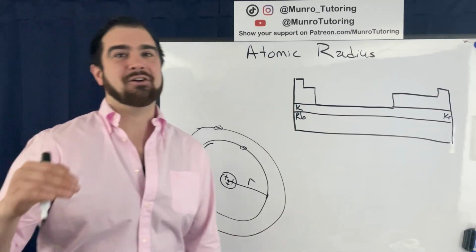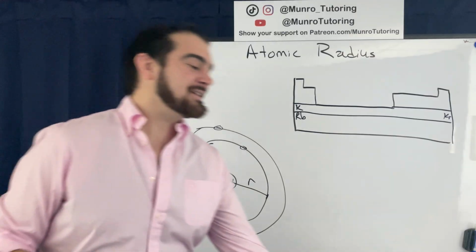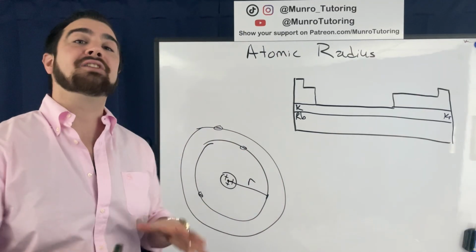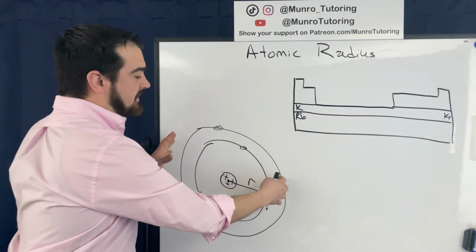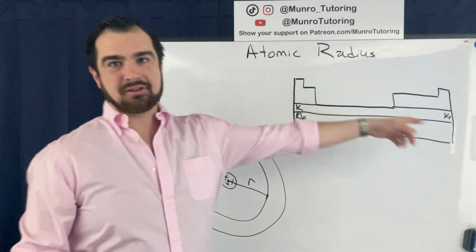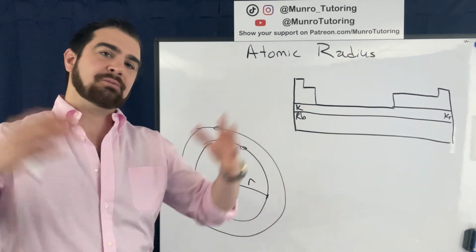So let's figure out why. As I mentioned, as we go down a group, we are adding more principal energy levels, more electron shells, right? Boom, we jump another shell, and that's a much larger atom. As we go to the right, though, we are not adding new principal energy levels.